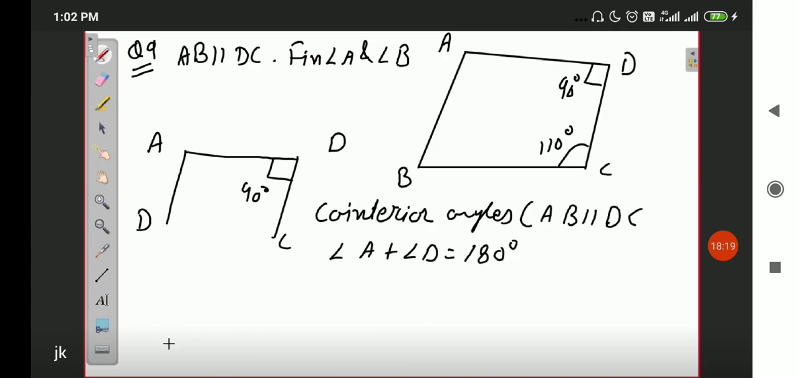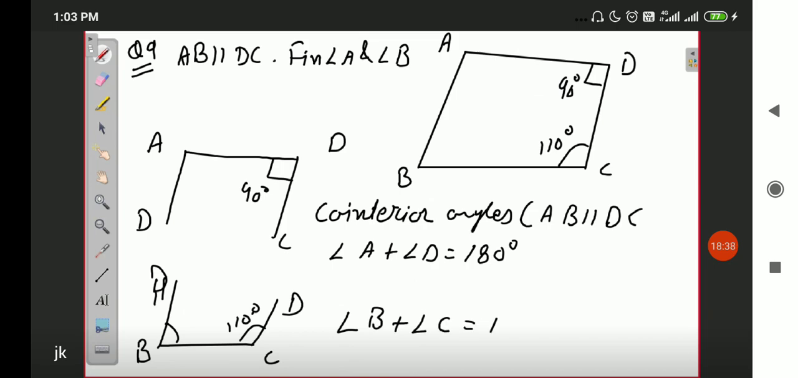Similar sort of concept can be applied to these two lines. This is point B, this is C, this is D, this is A. This angle is given to us as 110 degree, and we have to determine the value of angle B. So angle B can be determined as 70 degree. How? Angle B plus angle C will also be equal to 180 degree. Why? Because these are also a pair of co-interior angles. Angle B and angle C are also a pair of co-interior angles. So their values can be determined like this.